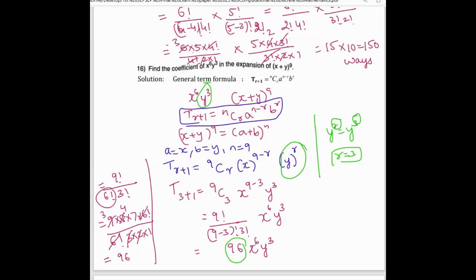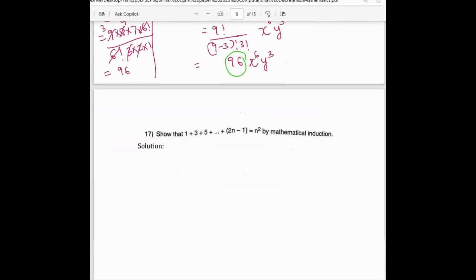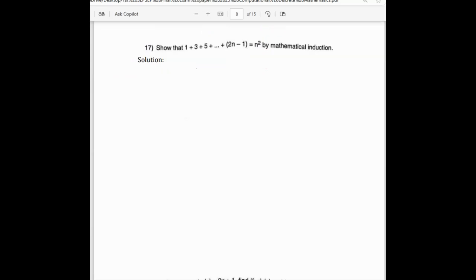Now moving on with the next one, the next question is: show that 1 plus 3 plus 5 plus up to 2n minus 1 terms is equal to n square by mathematical induction. So how to solve this by mathematical induction? We have to start by solving. Let P of n be what the question has given: 1 plus 3 plus 5 plus ... plus (2n minus 1) is equal to n square.